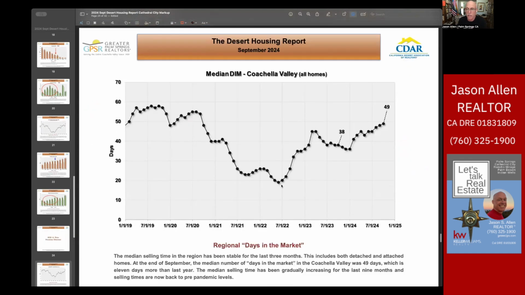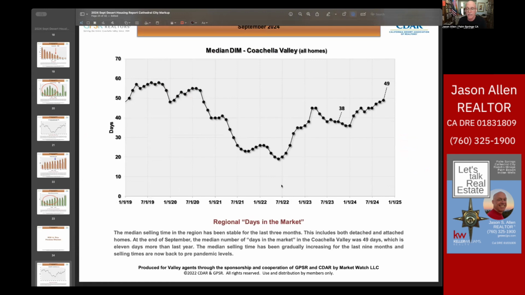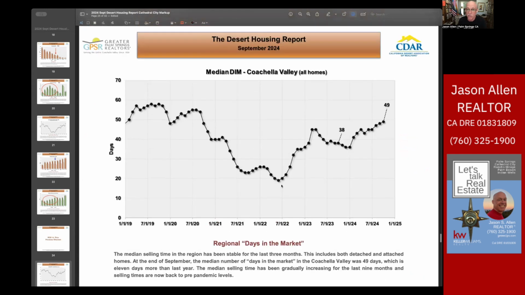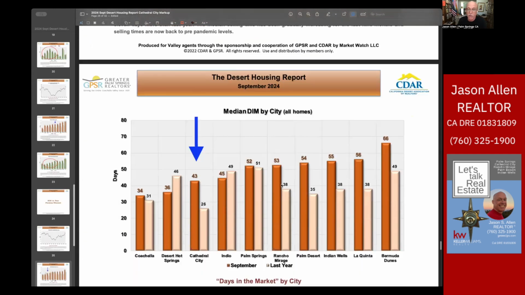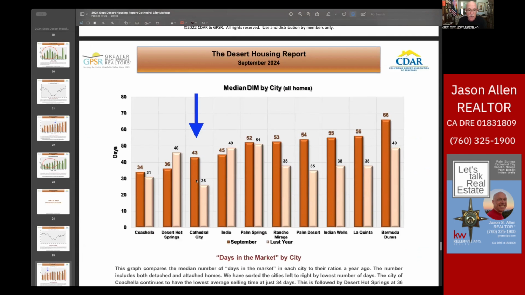And then days on market, Coachella Valley overall, 49 days. Excuse me, that's a median days on market. So half were above, half were below. And then if we go into median based on city, Cathedral City's median is 43 days. That means of the 100 and some odd houses that sold, half were above 43 days, half were below that. That is significantly more than a year ago today. It's just the nature of the beast.